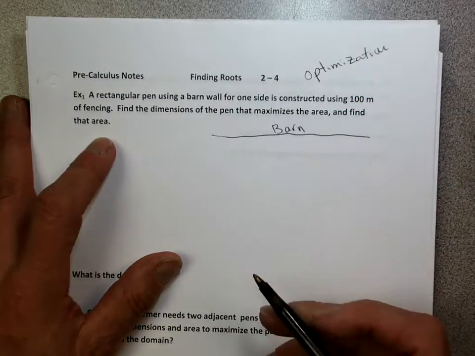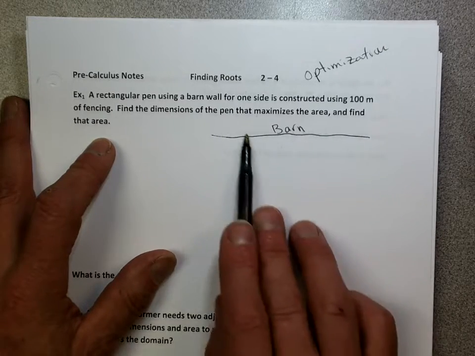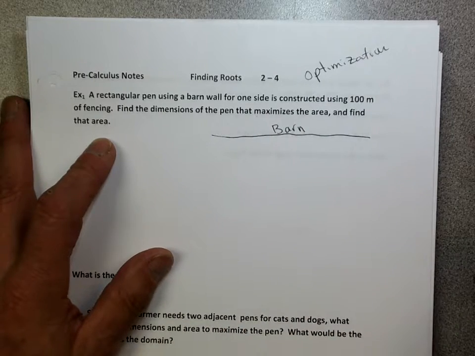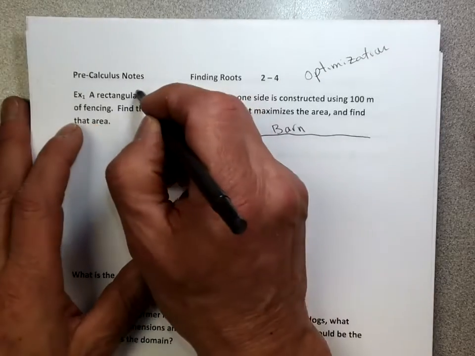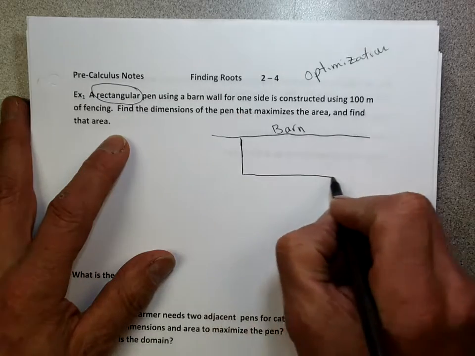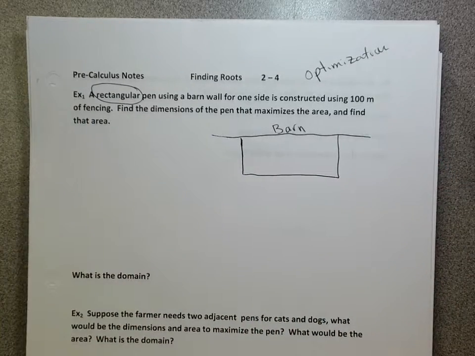Being a smart farmer, why not just use the barn as one side of the fence? Then the cows can come in and out, and I can put the fence around it. I'm going to construct a rectangle. It says rectangular pen, so I'm just going to draw a rectangle here, and that would be my fence. Let's start there with at least a picture.